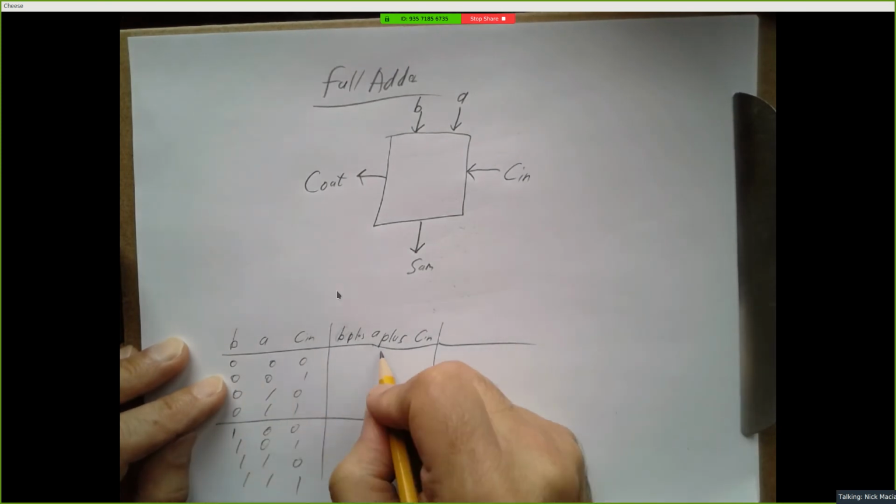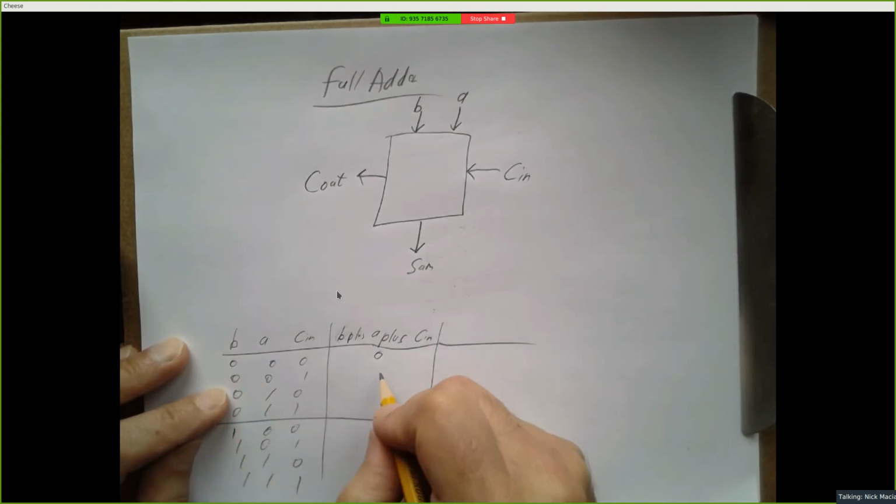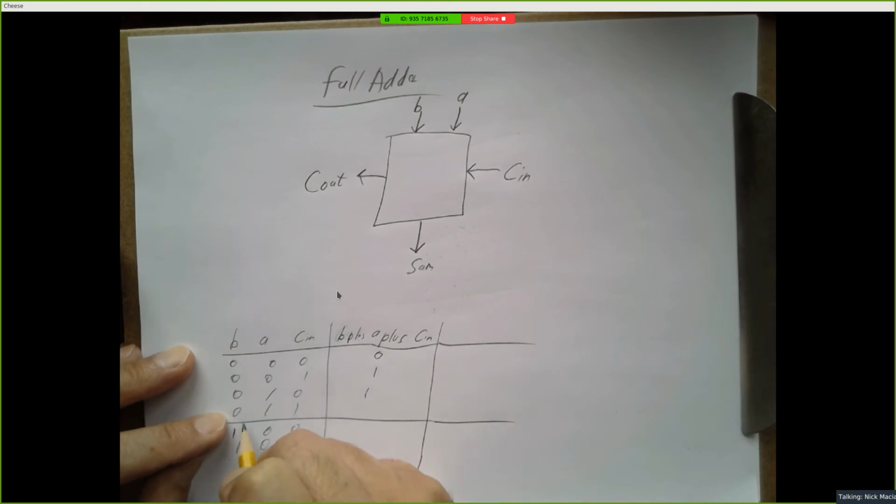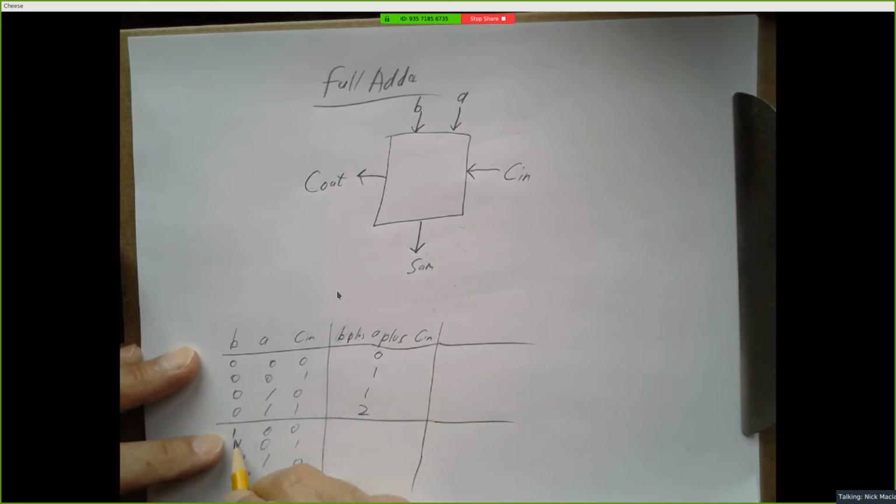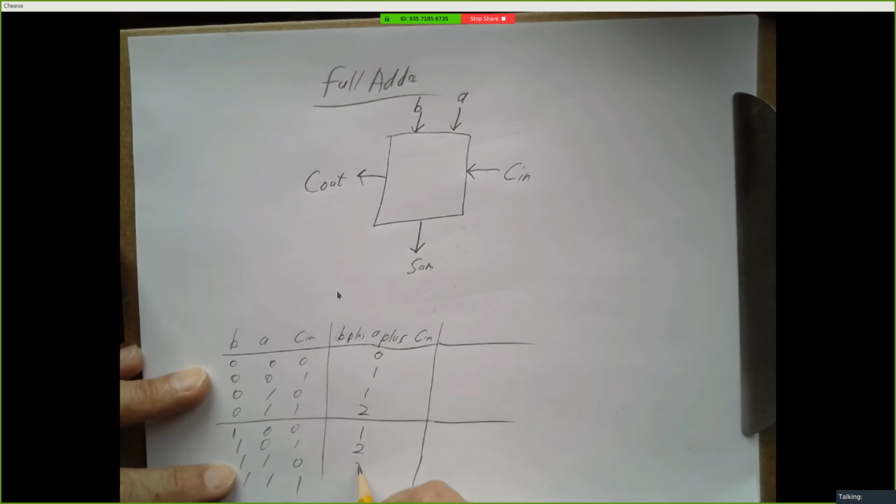Well, if they're all zeros, we should get a 0. If they're 0, 0, 1, we should get a 1. 0, 1, 1 should give us a 2. 1, 0, 0 gives us a 1. 1, 0, 1 is 2. 1, 1, 0 is 2. And 1 plus 1 plus 1 is 3.